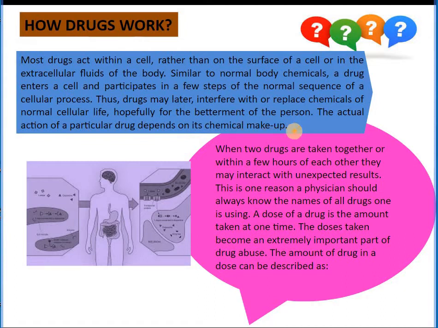So, ang nangyari kasi dyan, di ba may mga glands tayo na nag-produce ng ating mga, kunwari, dopamine. So, once na nag-enter yung drug sa ating body, yung mga normally na ine-excrete ng mga glands natin, papalitan yan. Okay, mapapalitan yan. So, when two drugs are taken together or within a few hours of each other, they may interact with unexpected results. So, this is one of the reasons a physician should always know the names of all drugs one is using.